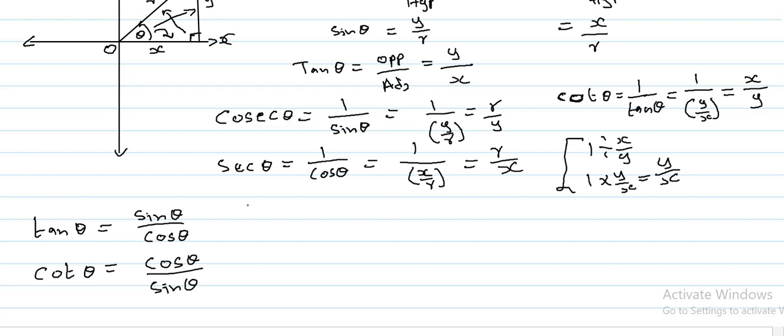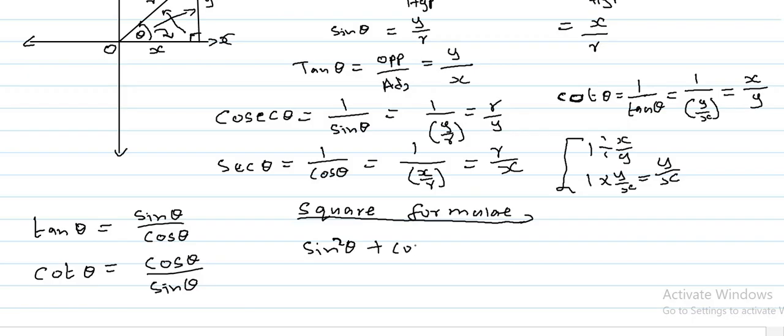Then we have the square formulas. The square formula says the sine squared of theta plus cos squared of theta equals 1. So meaning when you see 1, you can change it into sine squared theta plus cos squared theta. Theta can be any angle.